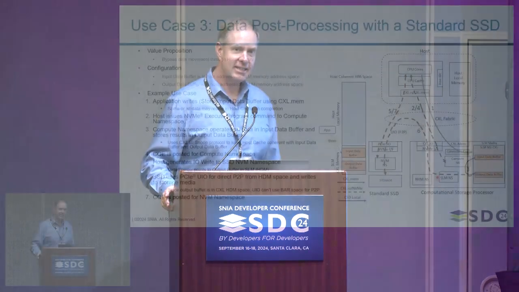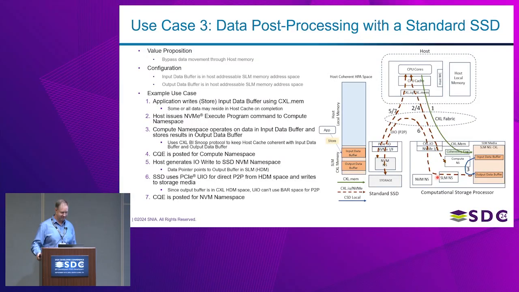Jonathan: Question on use case 3. Step 6, the SSD needs to use PCI UIO because the source buffer is in CXL HDM. Would it be possible to define another SLM host-addressable namespace that was not coherent and be able to use a normal PCI bar access?